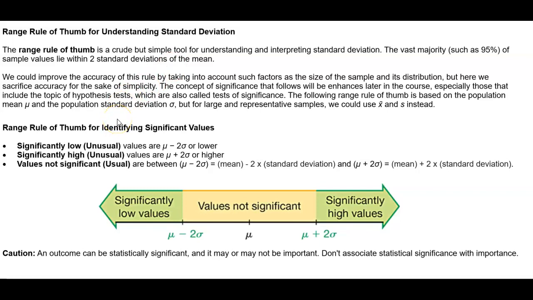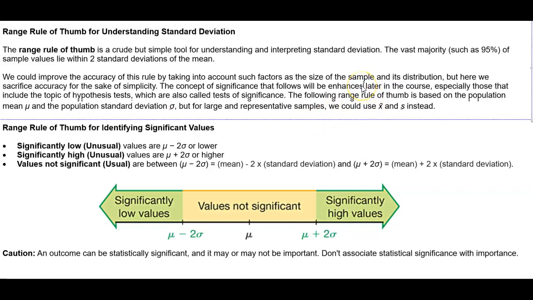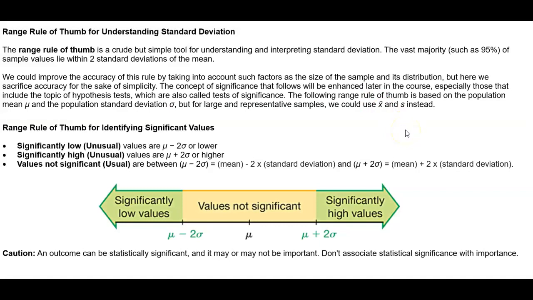We can improve the accuracy of this rule by taking into account such factors as the size of the sample and its distribution. But here we sacrifice the accuracy for the sake of simplicity. The concept of significance that follows will be enhanced later in this course, especially in topics that include hypothesis tests, which are also called tests of significance.